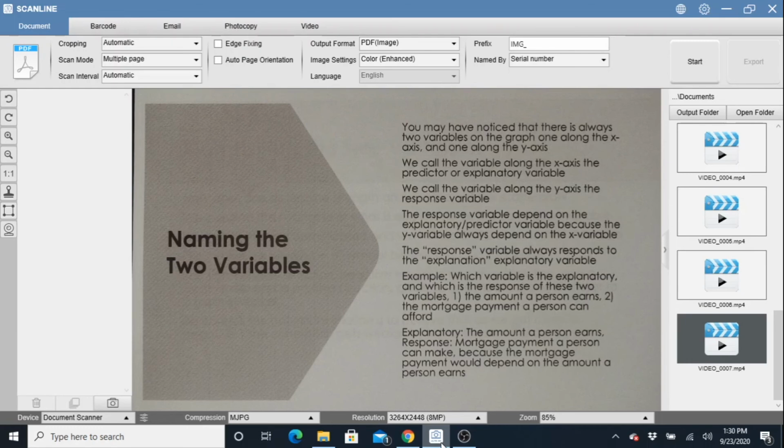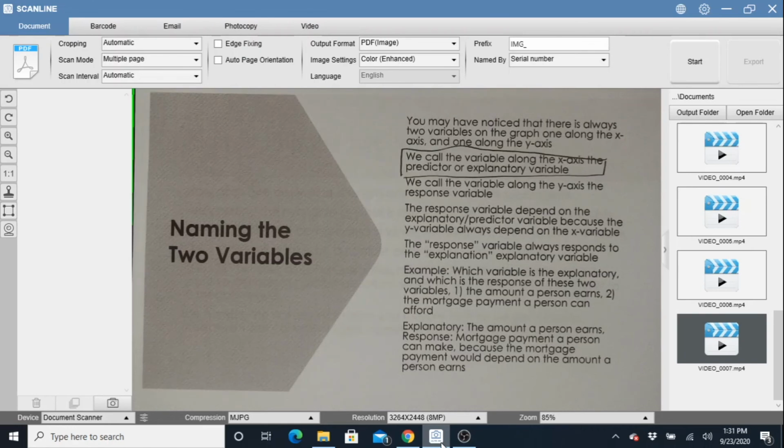These variables have multiple names. I don't know why. It's like in math, everything has to have three or four names and mean the exact same thing. Maybe it's just to make it more confusing. But the x-axis is the predictor or the explanatory variable. We also call the variable on the y-axis the response variable. So we want to keep in mind these names. When referred to as the predictor variable or explanatory variable, we're talking about the x-axis, and when talking about the response variable, we're talking about the y-axis.